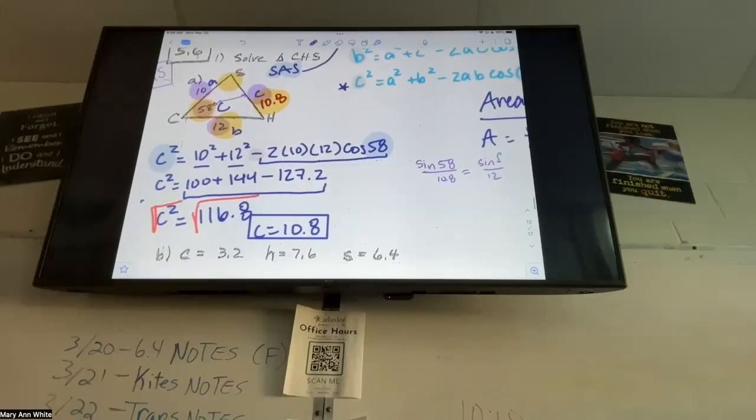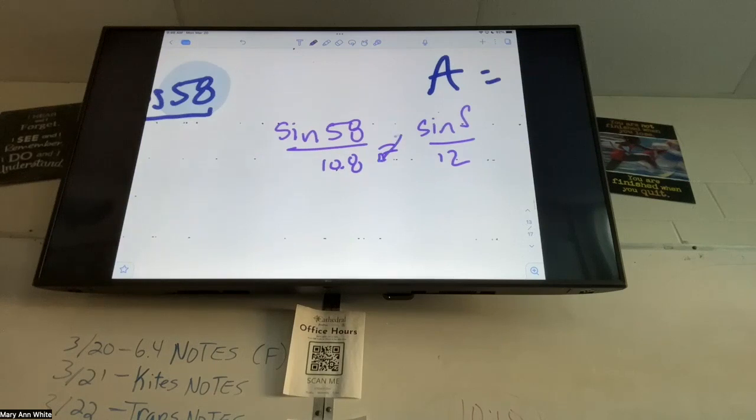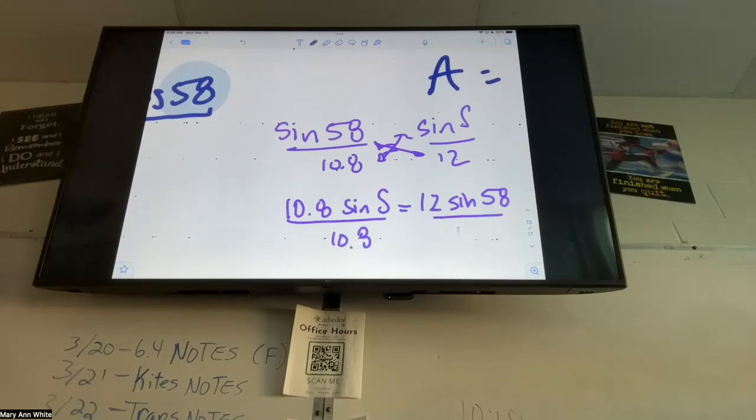Now, when we did problems like that in the past, this is when I told you we had to stop and we had to check because it was an ambiguous case. We don't have to do that now because I have enough of the triangle. I have all but the two angles, so I know this is just one triangle. I have 4 pieces now since I used my law of cosines. So now I'm just going to solve for a big S and I'm going to see what happens. So we're going to cross multiply first. 10.8 times sine of S equals 12 times sine 58. I'm going to divide by 10.8 on both sides.